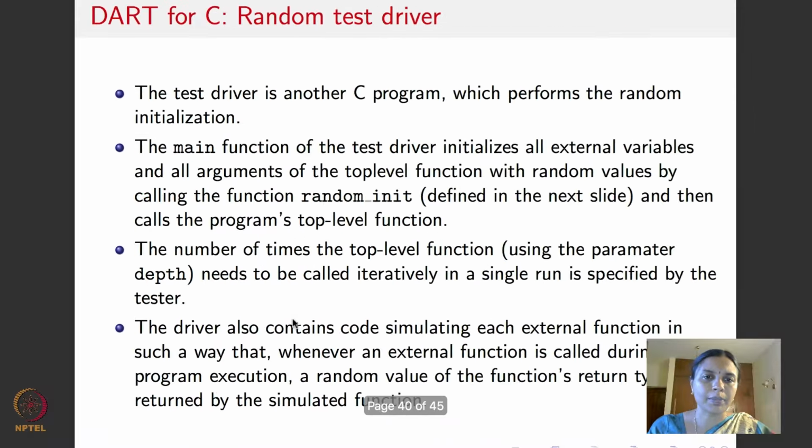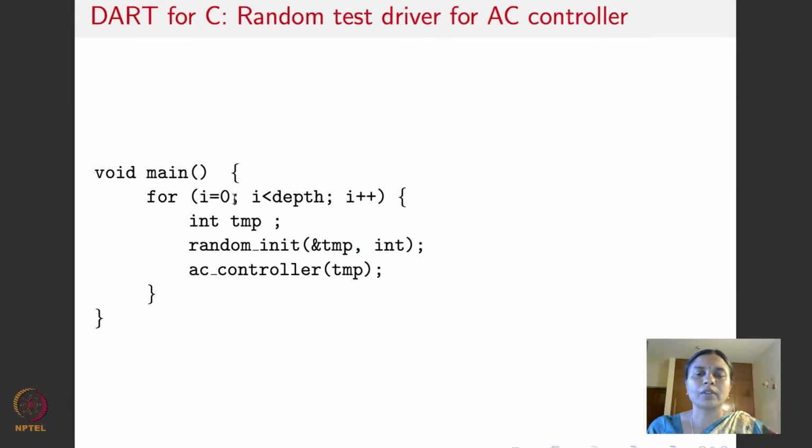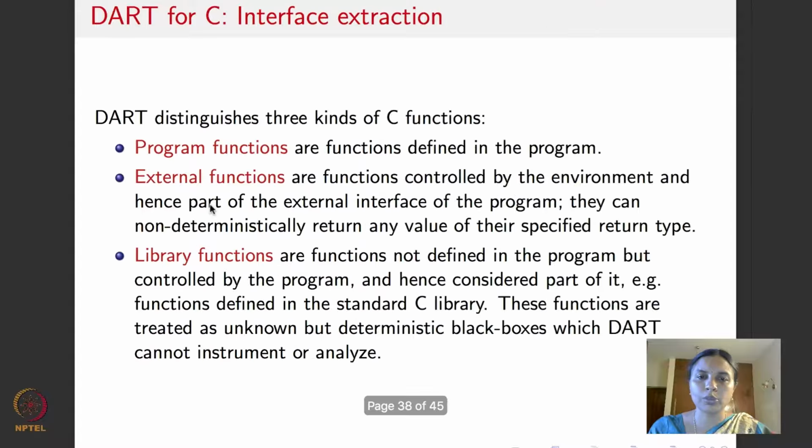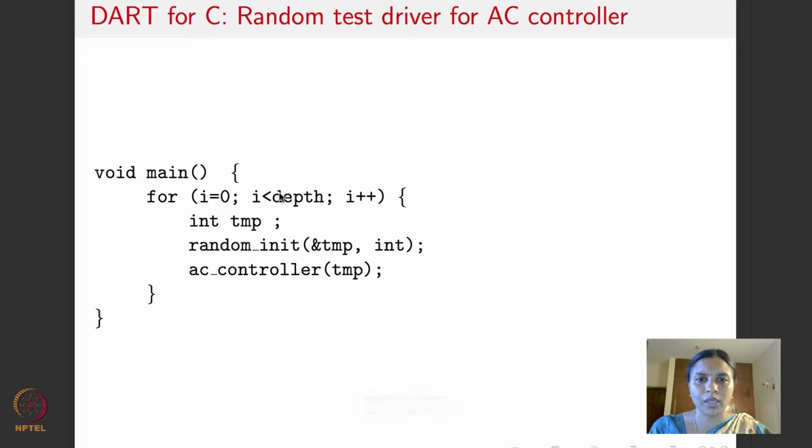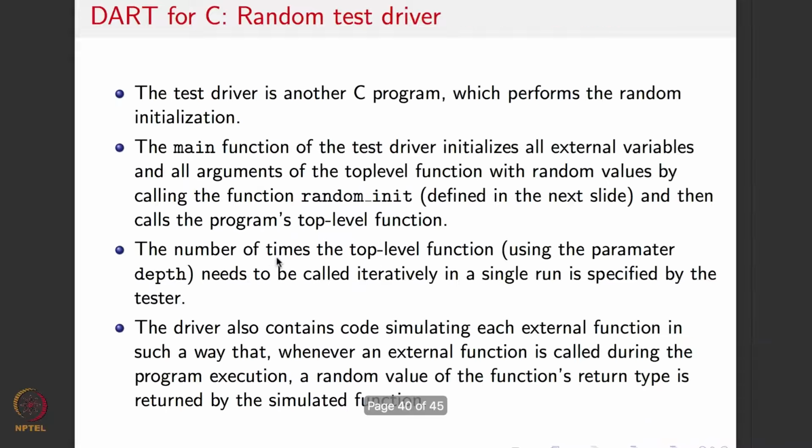So that's what happens in the external interface here. This is the random test driver. It calls a function main, and for i equal to 0 up to the maximum depth, you have a local variable called temp, and you randomly initialize temp with this int and call AC controller with this temp. So what does this random init function do? That's what we will try to understand now.